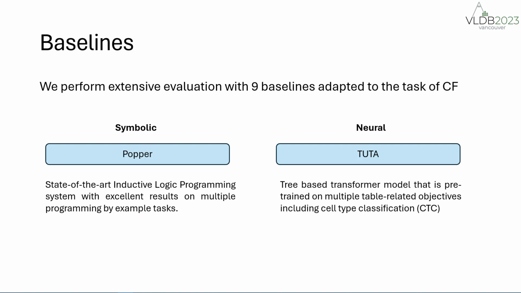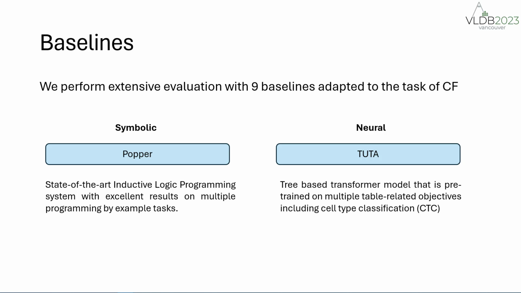We perform extensive evaluation in our paper with 9 baselines, both symbolic and neural, adapted to the task of conditional formatting. Here we discuss 2 highlights, the best symbolic and the best neural system from the baselines. Popper was the best symbolic system, which is a state-of-the-art ILP system with excellent results on multiple programming by example tasks. Tuta was the best neural system, which is a tree-based transformer model that has been pre-trained and fine-tuned for the task of cell type classification, which is very close to the conditional formatting task.